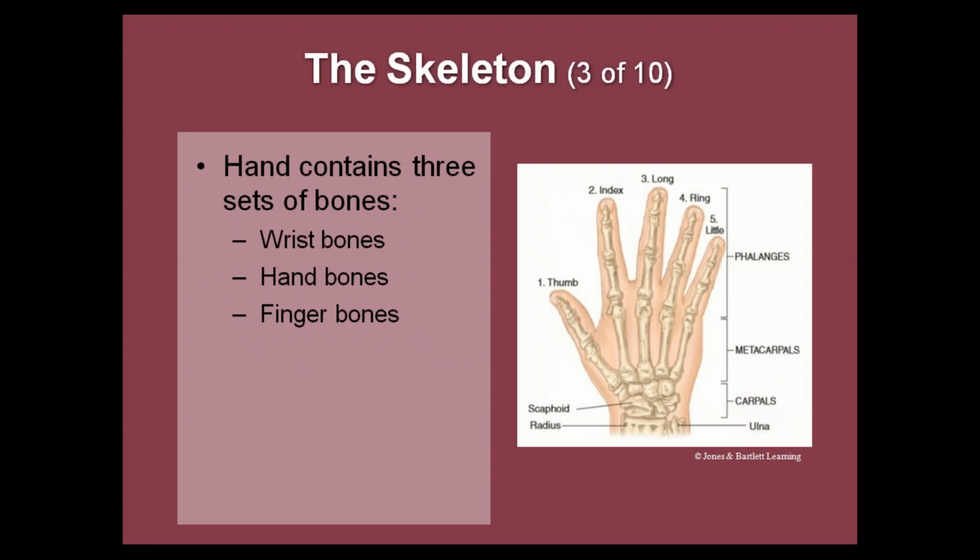The hand contains 3 sets of bones. You got the wrist bone is connected to the hand bone, and the hand bone is connected to the finger bone. It's a good song. So your wrist bones, understand the terminology for these groups of bones, right? So the wrist bones are your carpals. The hand bones are the metacarpals, and the fingers themselves are the phalanges.